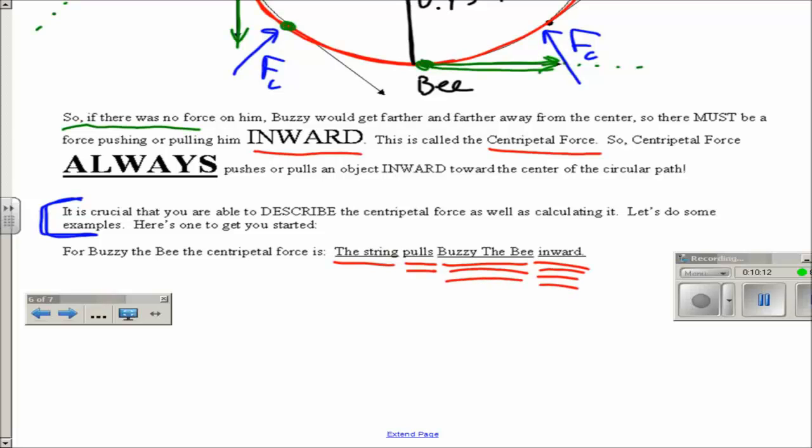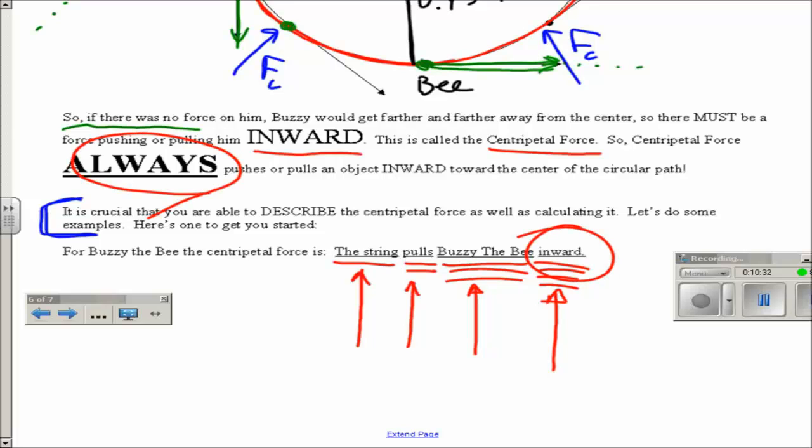Okay, 4 parts to that. You have to identify all 4 parts. You got to tell me what's doing the pushing or pulling. You got to tell me if it's pushing or pulling. You got to tell me what's being pushed or pulled. That's always the object going in a circle. And you got to tell me which way it's being pushed or pulled, which will always be inward. Okay?